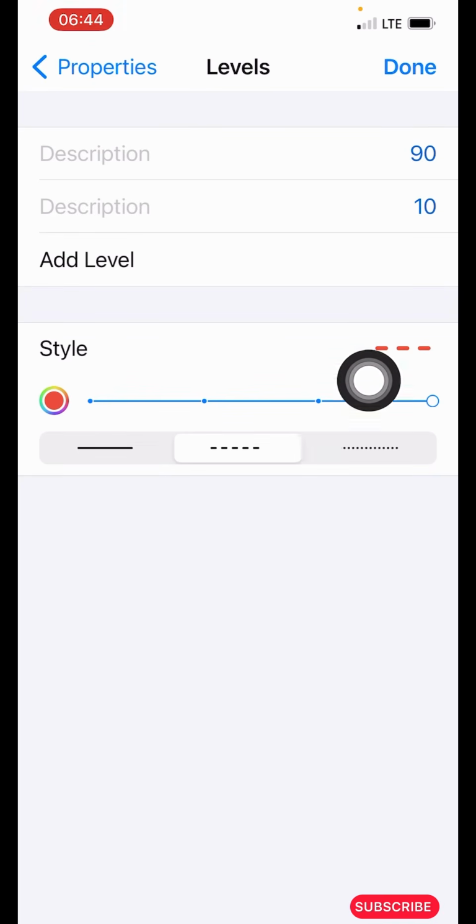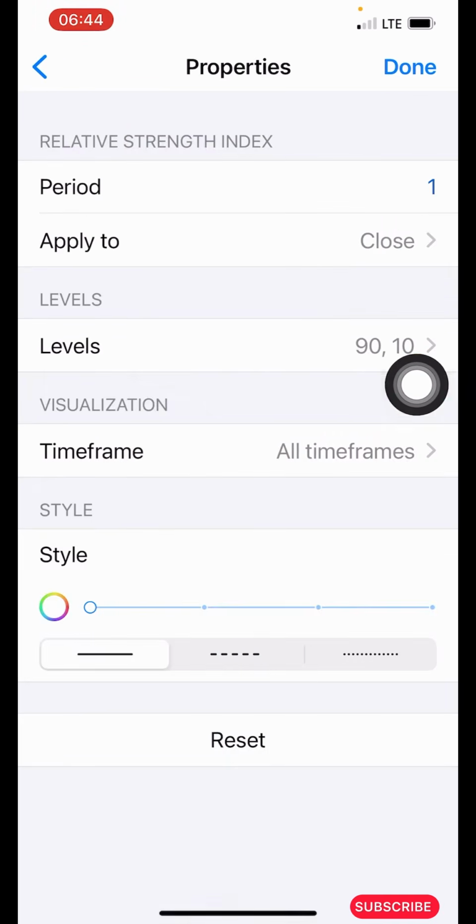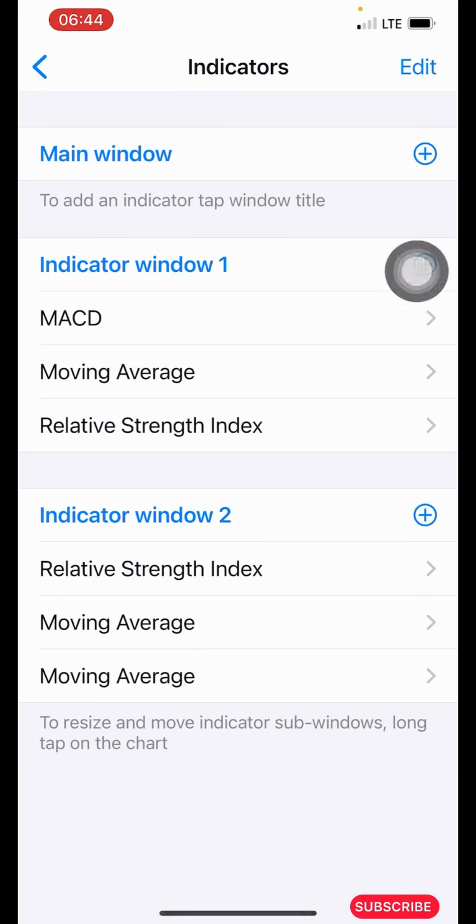The color is red, 4 pixel. You click on done. You leave the time frame as it is. The style, you make it color white. The thing you need to change is just the level, and that's it. After that you click on done. Now once you add the relative strength index, you are going to have this indicator window 2 being formed.